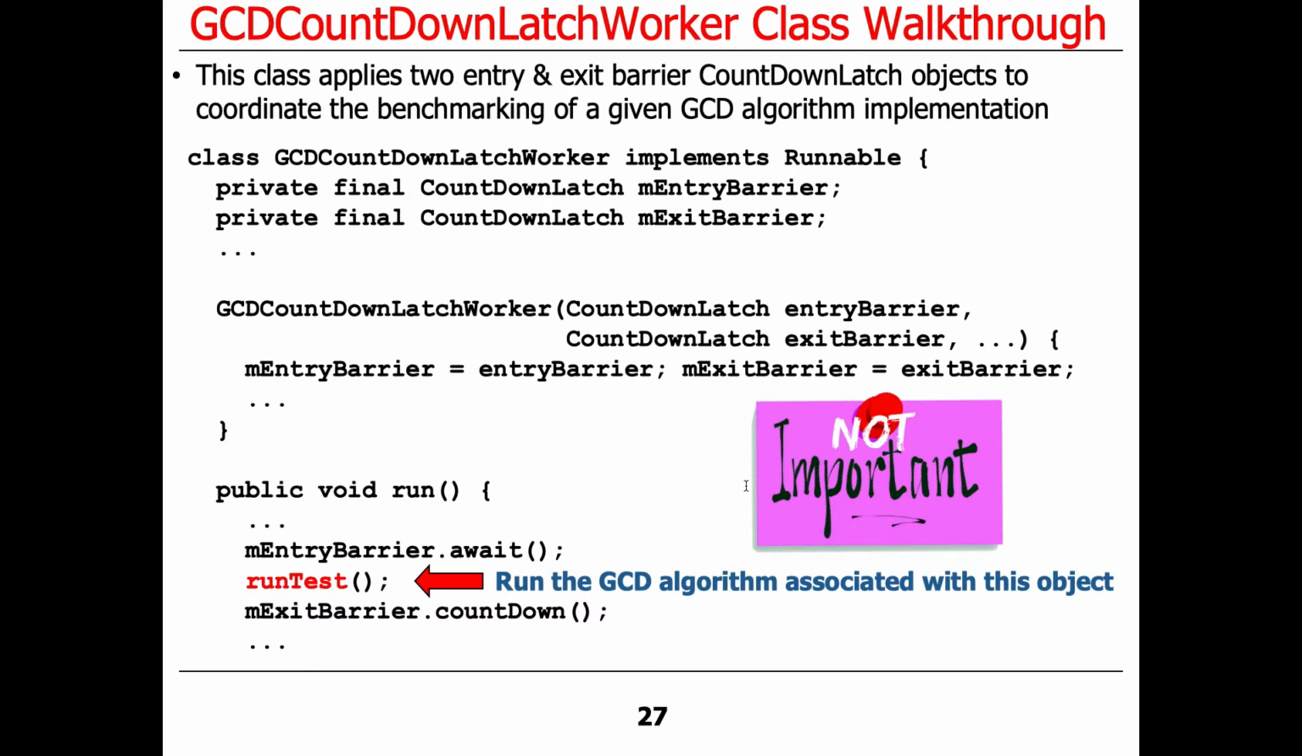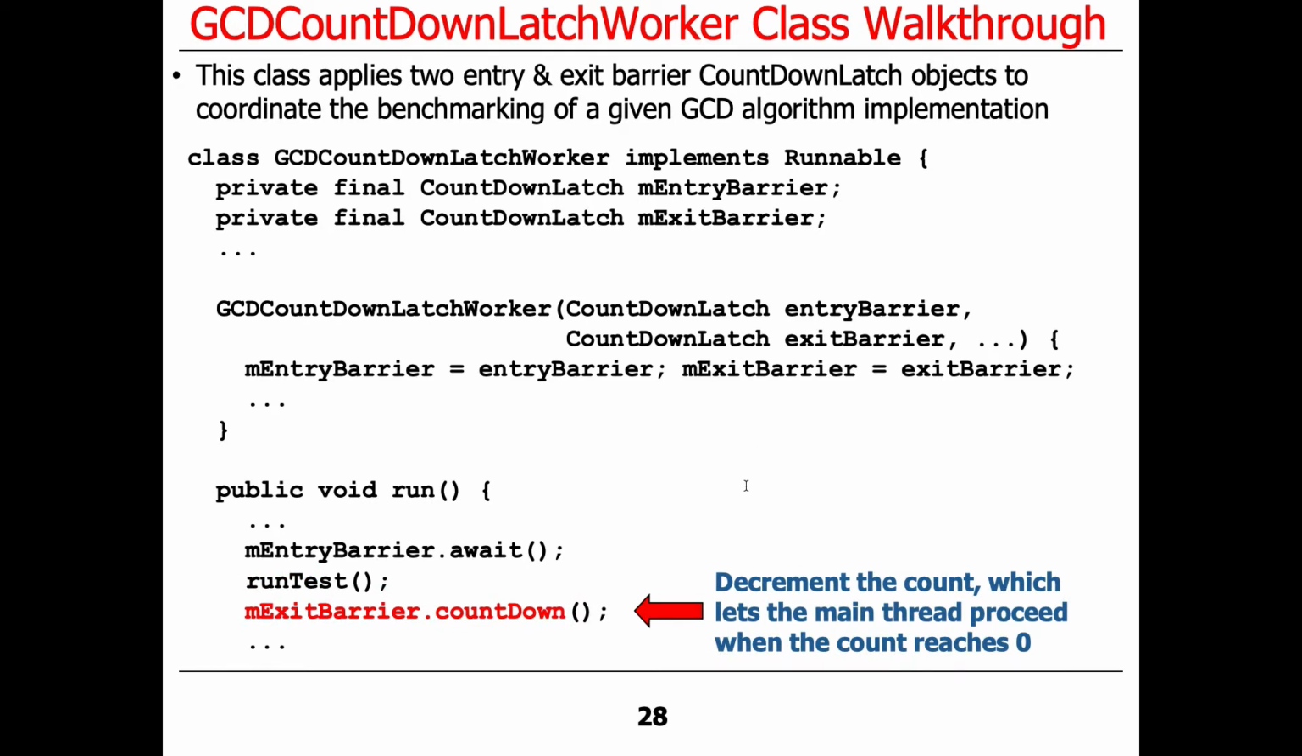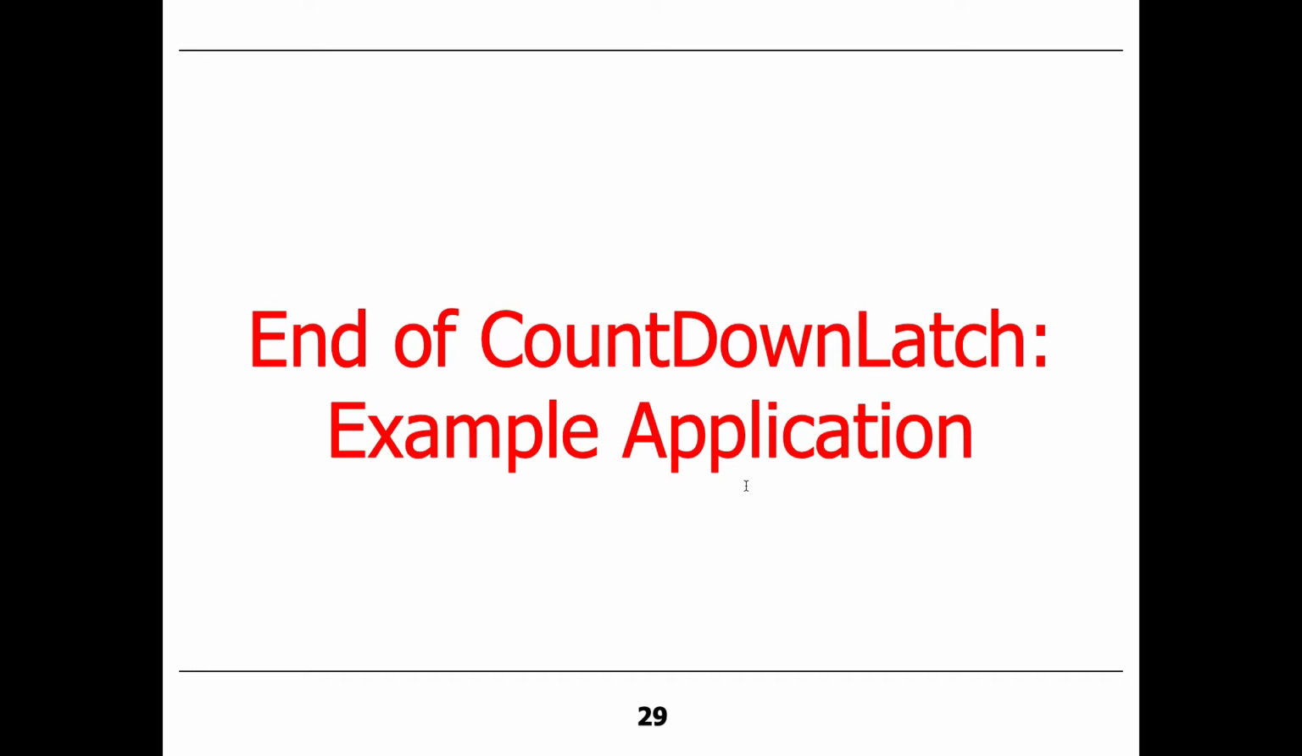It then goes ahead and runs the algorithm that's associated with this object. We don't really care what it does. It just does some computation. And then the last thing it does is it counts down on the exit barrier on its way out. So when it's all finished, it says, hey, I'm done. And of course, that'll decrement the count by 1 atomically. And when the count reaches 0, then the main thread can go ahead and finish as well. Okay, so that's the quick overview of countdown latch being used as an entry and an exit barrier. As you can see, there are some deficiencies with countdown latch in terms of ensuring everything starts at the same time. And so we'll discuss that when we talk about cyclic barrier next.